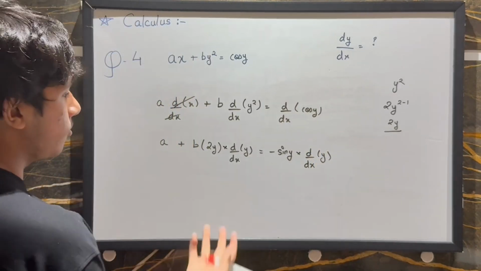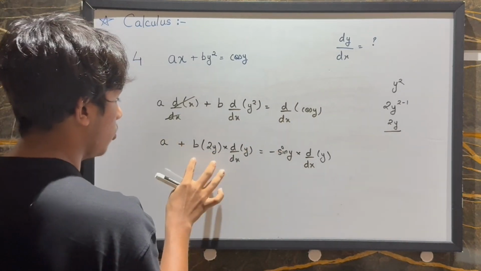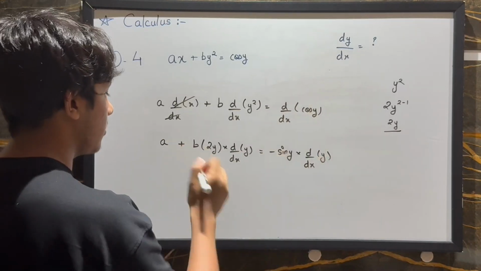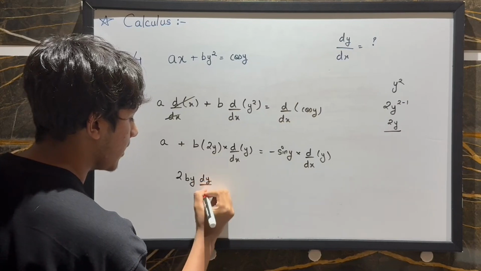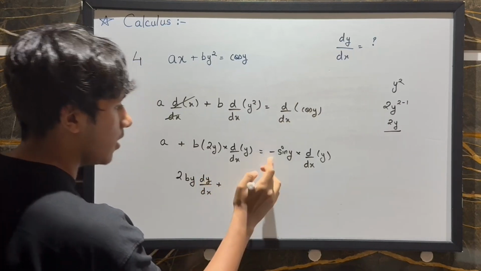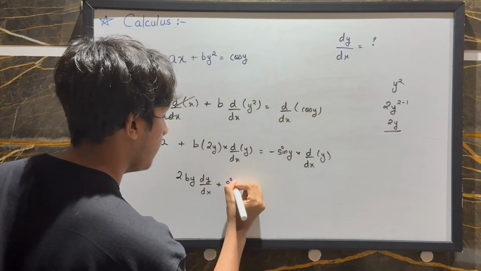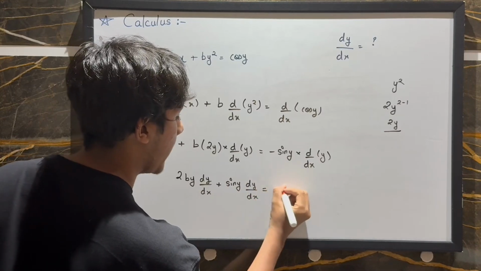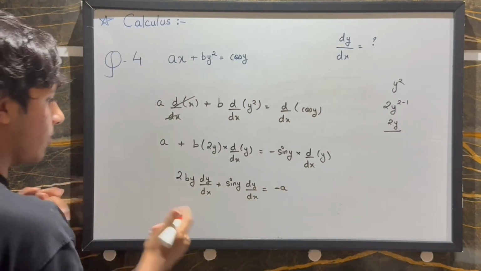So the thing that we have to do is bring dy by dx to one side and just solve the question. So if we take a to this side and sin y dy by dx to this side, it would look like 2by dy by dx plus, this is minus, so it will come this side and be plus, sin y dy by dx is equal to minus a. Right? Now we have to take this dy by dx common.